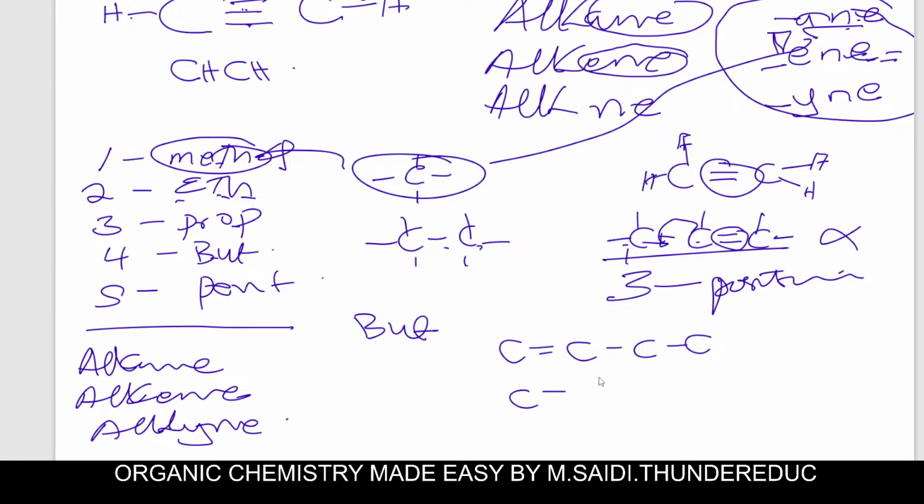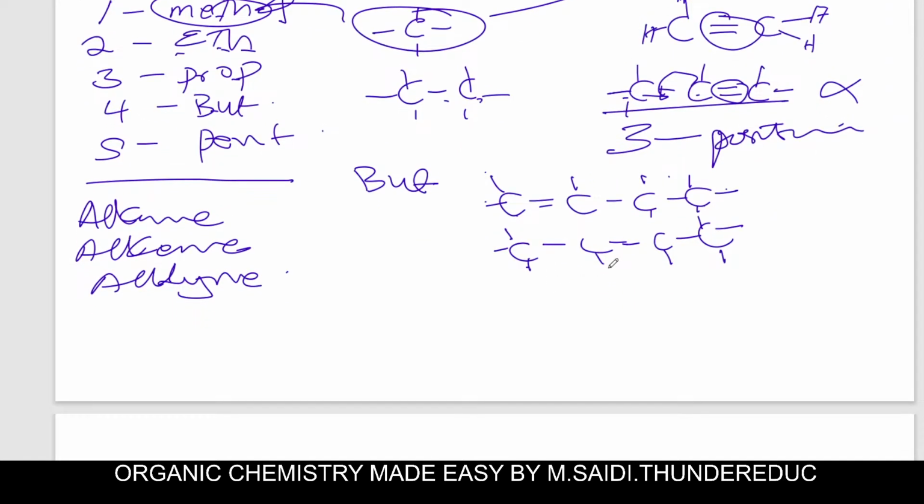I can have this single bond and then a double bond there. Now after that, let's put hydrogen atoms, making four bonds on each carbon. That's how you write them.